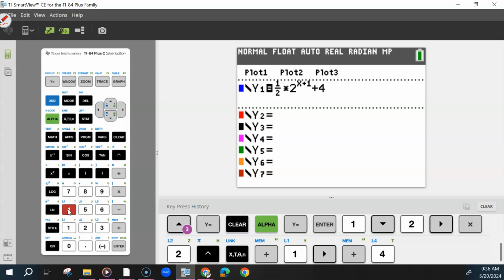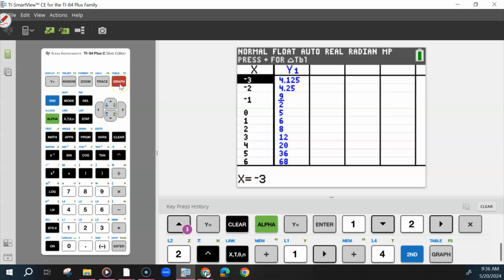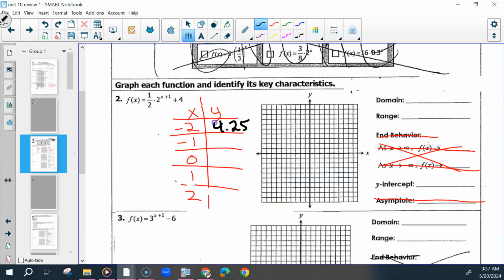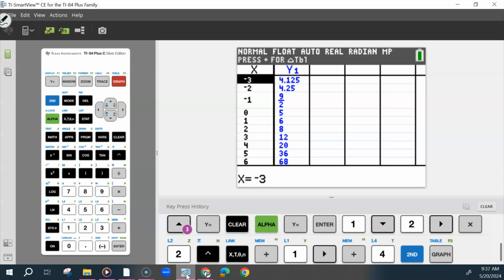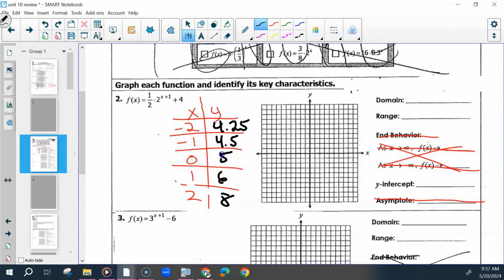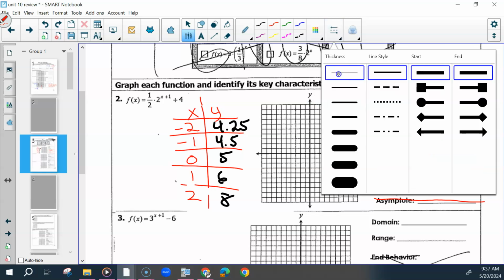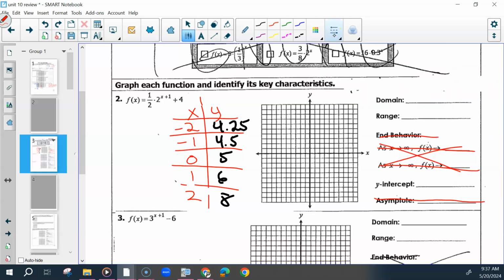And then once you have that in there, go into your table. And you're going to list out the values that we needed: -2 to 2, 4.25, 4.5, 5, 6, 8. And you're going to plot those 5, best of your ability. It should make a curve that looks kind of like an L or a backwards L.